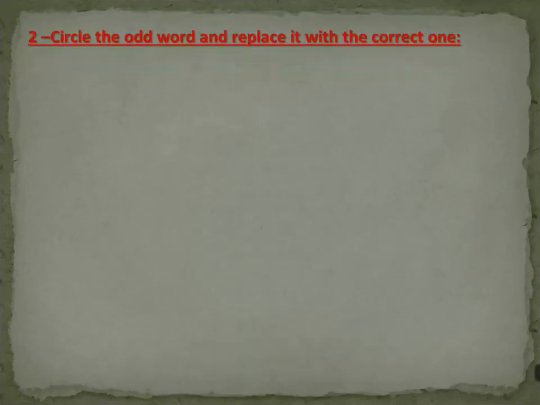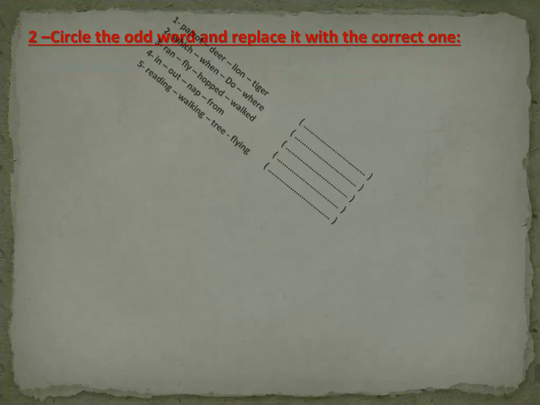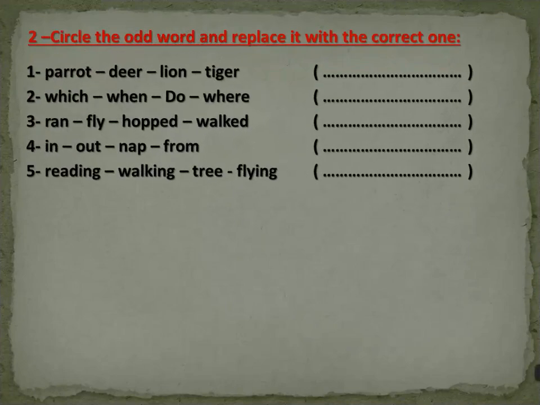Circle the odd word and replace it with the correct one. Number one, parrot, deer, lion, tiger. All of them are animals except the parrot. It's a bird. We put panda. Number two, all of them are question words except do. We put how.